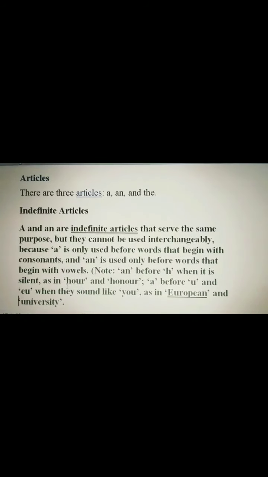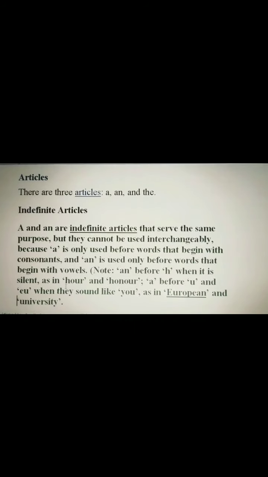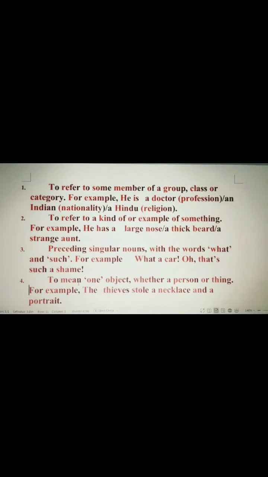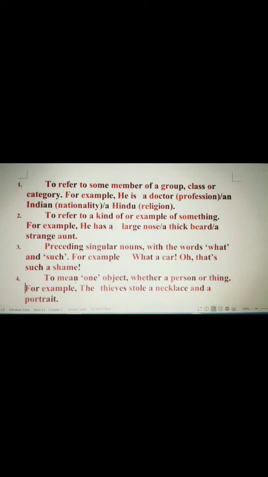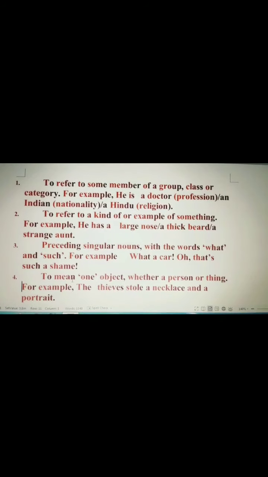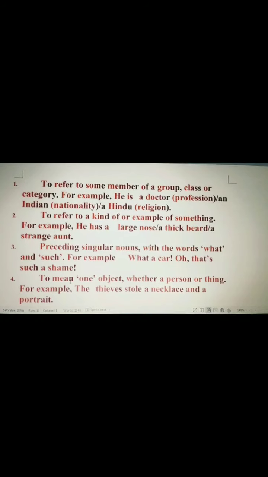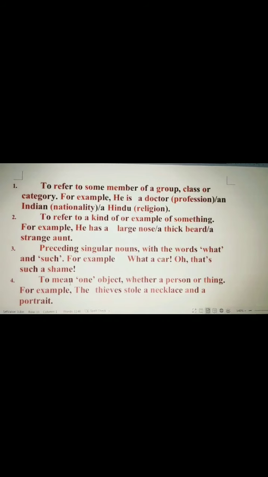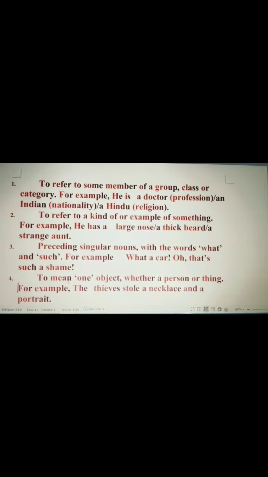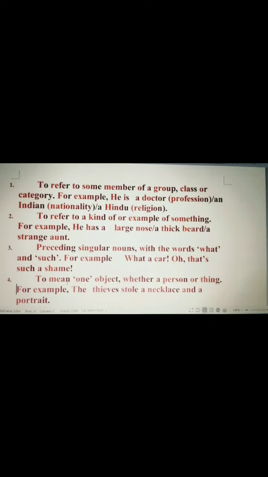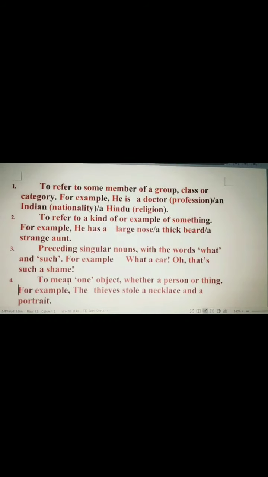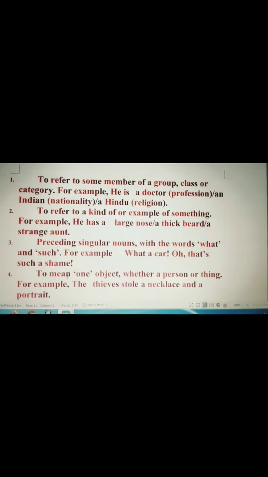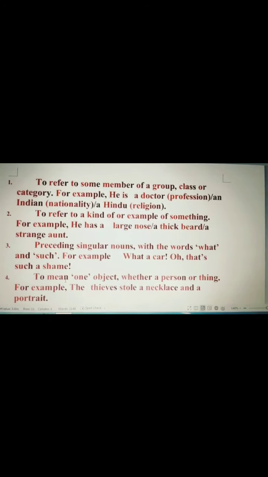Now I am going to take a few more points related to the indefinite articles. Like the first one, when to use the indefinite article? When you are referring to some member of a group, class or any category. For example, he is a doctor or an Indian. Please, whenever you are using an, you need to focus on the phonetic sound of the letter. Clear? Only before the vowel sound should you write an, otherwise a will be used with the consonants. Okay, a Hindu.